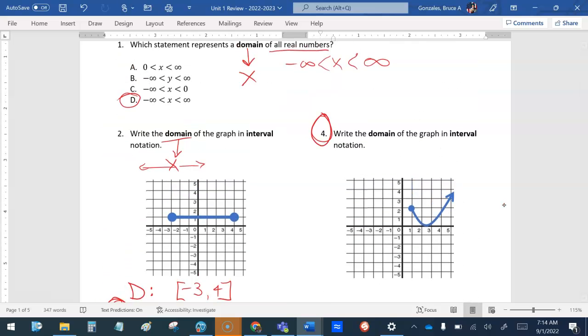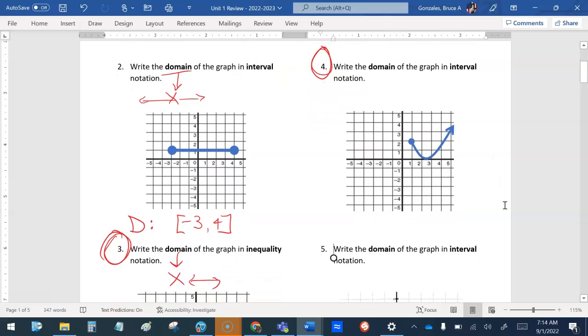Another one that you're going to have one similar to this. What's the domain of the graph in interval notation? So interval notation. So the domain, how far to the left does it go? 1 shaded in, so it's a bracket 1, comma. And the other side, when you have an arrowhead, that means it goes forever. Forever to the right means infinity, and you have to put a little parentheses. It does not touch infinity. Infinity is not a number.